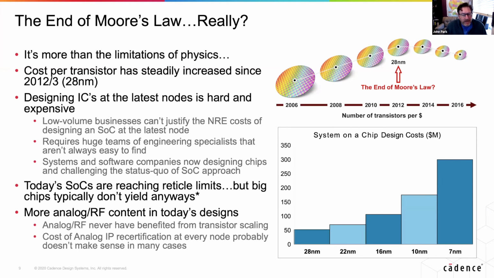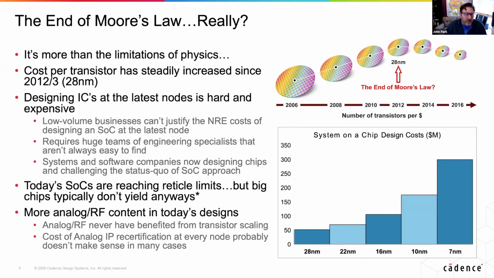So first of all, at some point we reached the limitations of physics, down around one nanometer and below. We just can't build things that small. And as I said, ever since we went to FinFET, the cost per transistor has not scaled like Moore's Law historically says it should.